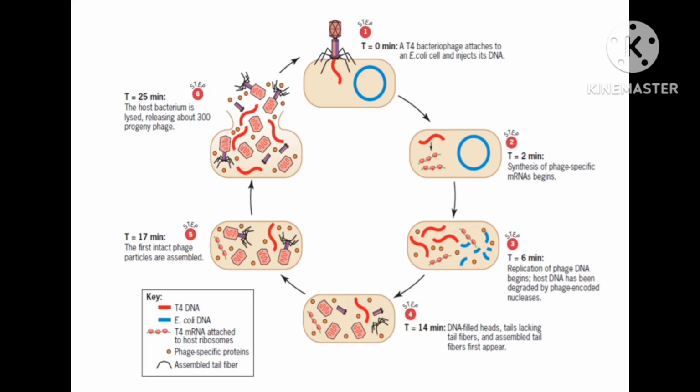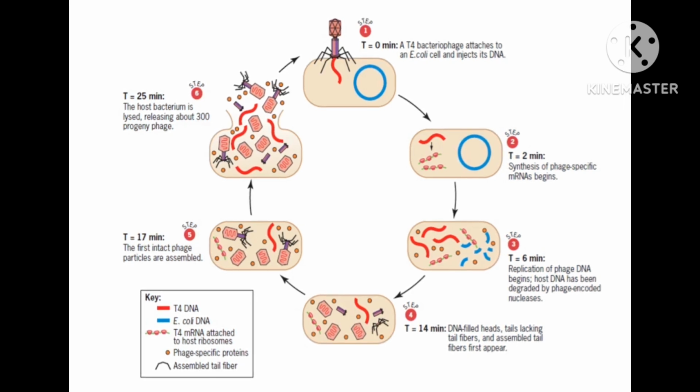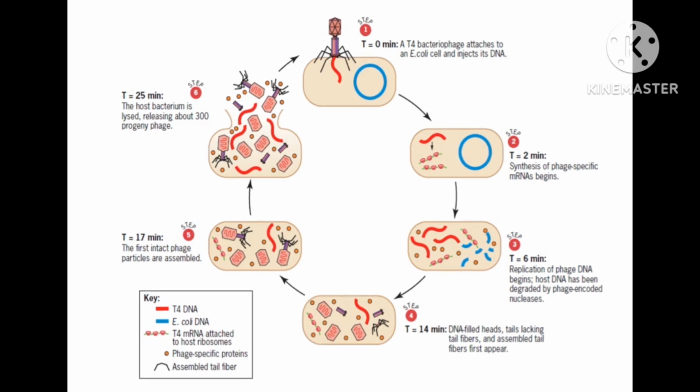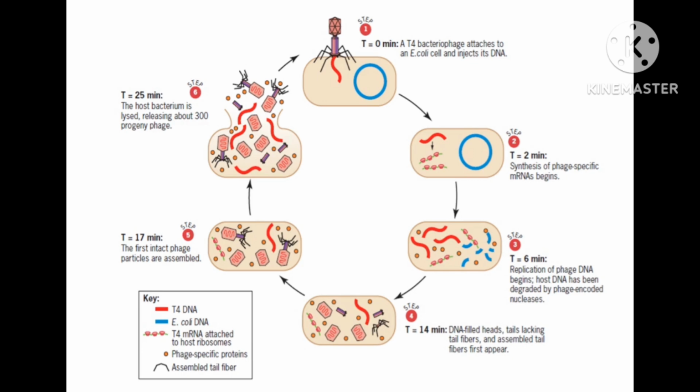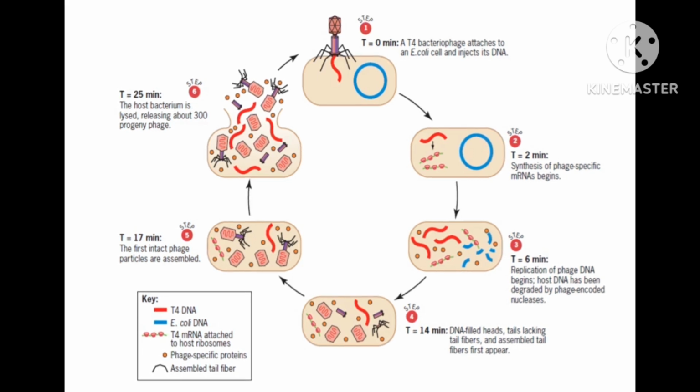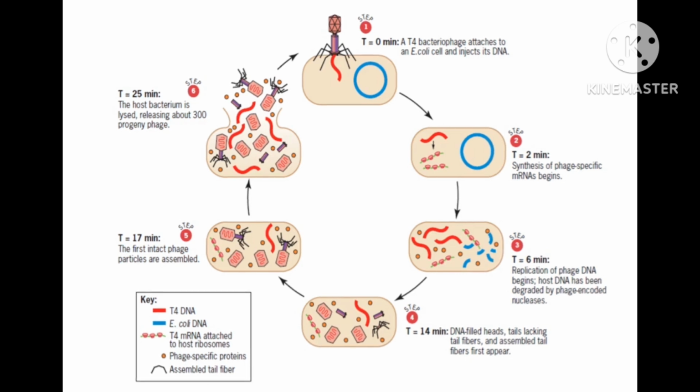In step 5, 17 minutes after infection, the first intact phage particles are assembled. And in step 6, at about 25 minutes after infection, the host bacterium is lysed, releasing about 300 progeny phage. These progeny phage infect other bacteria, and this cycle continues.